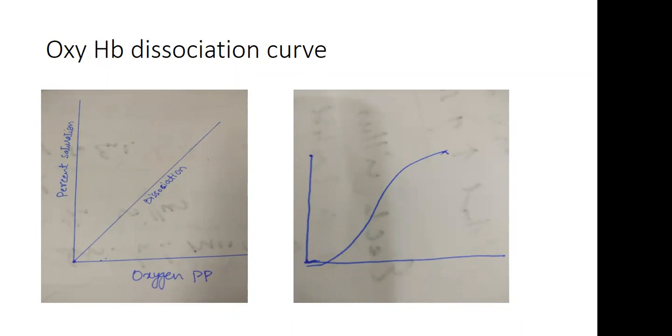But actually the graph is not like that, because the quality of the hemoglobin changes in different conditions. Hemoglobin normally, if you say that it loves oxygen at one point, at another point, for example, at the tissue level, it may not love it.